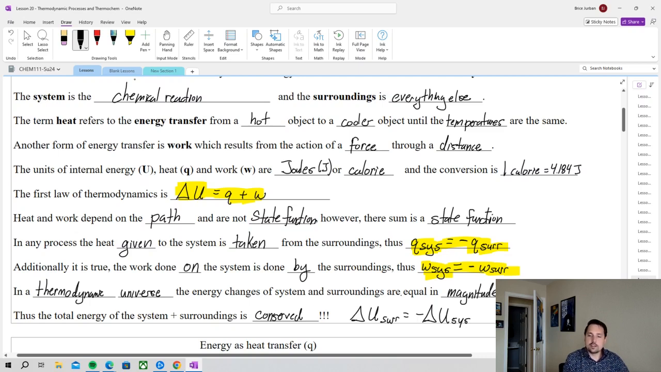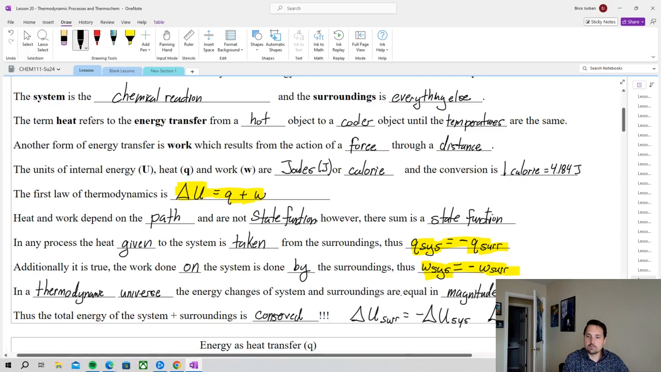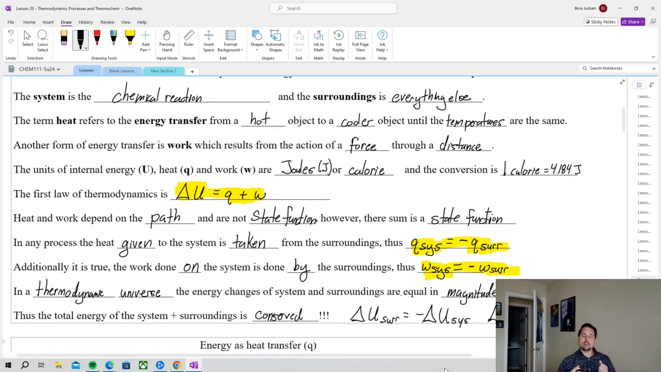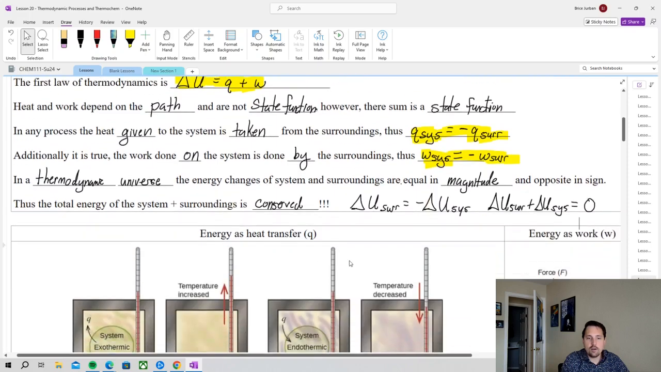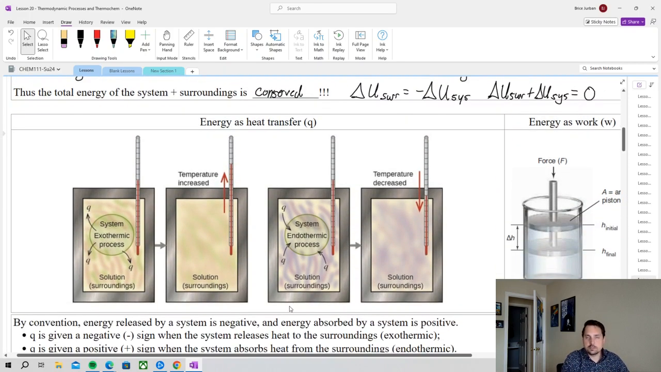We can always rewrite this as delta U of the surroundings plus delta U of the system is equal to delta U of the universe, which will be equal to 0. It's going to be conserved. There will be no overall change in the energy. It always has to be conserved. All right, so let's look at how energy transfer is done using experiments.